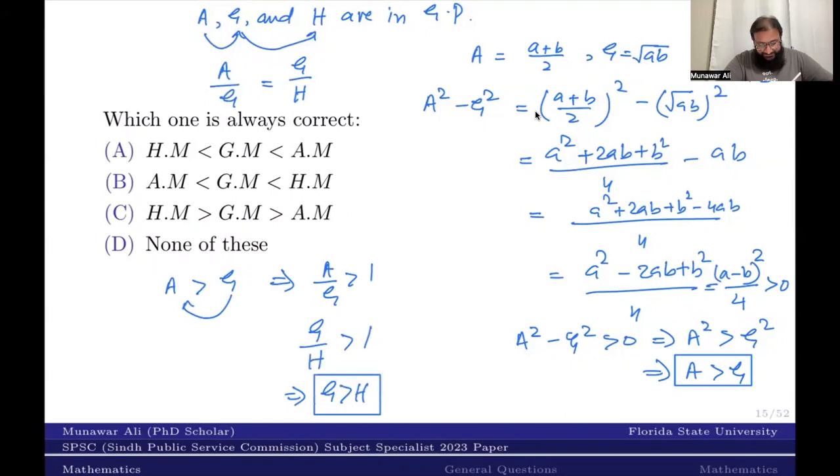So we have two things: the relationship between arithmetic mean and geometric mean, and the relationship between geometric mean and harmonic mean. And using these, we can see that the correct option is A, which says that arithmetic mean is bigger than geometric mean, you can see in this one, and geometric mean is bigger than harmonic mean. Or in other words, harmonic mean is smaller than geometric mean and geometric mean is smaller than arithmetic mean. So this is the correct option, which is A.